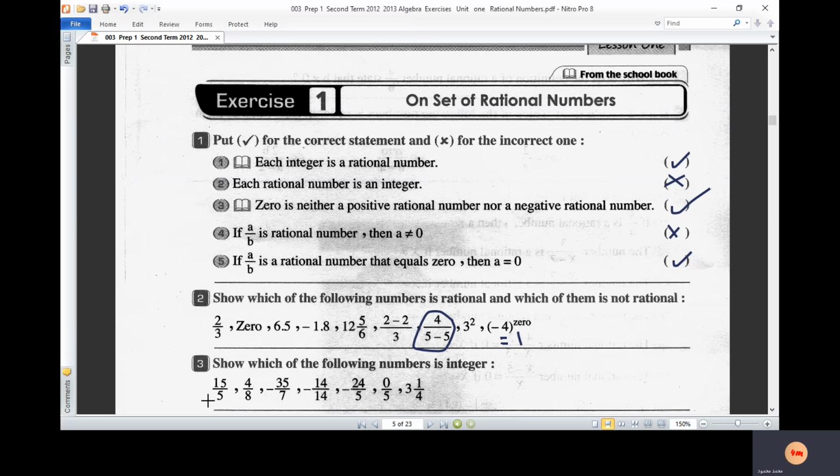15/5. 15/5 = 3. It's a whole number. So it's an integer. 4/8. 4 is not divisible by 8. It's not an integer. -35/7 = -5. So it's an integer. -14/14 = -1. So -1 is an integer. -24/5. 24 is not divisible by 5. It's not an integer. 0/5 = 0. So it's an integer. 3/4. It's not an integer.